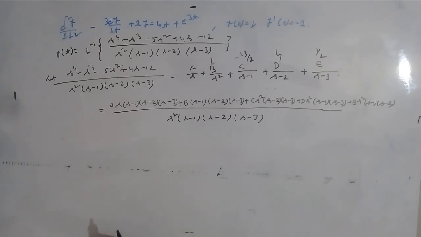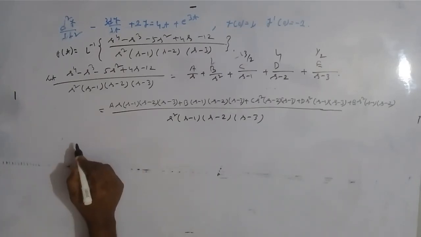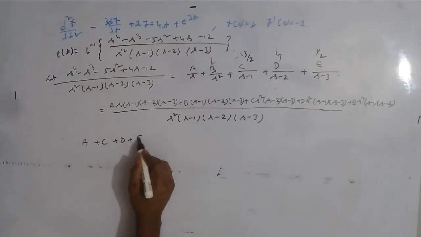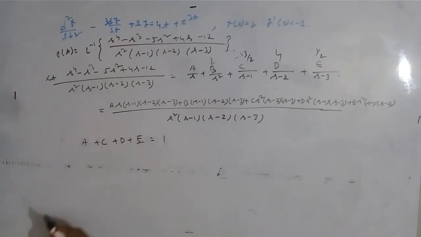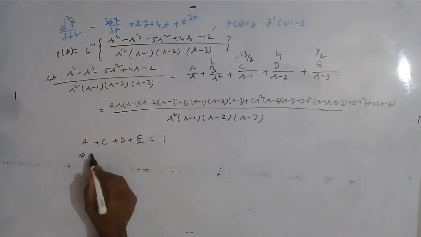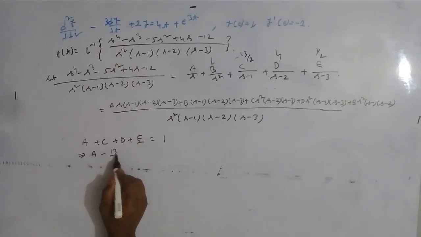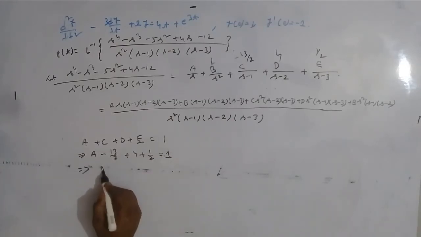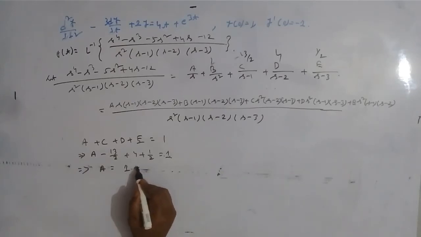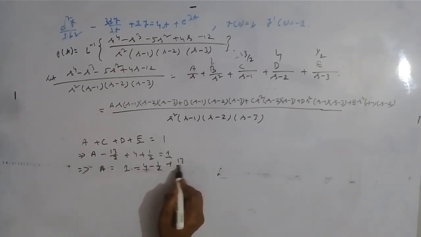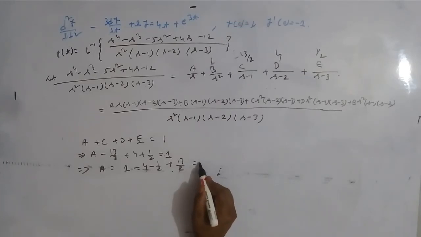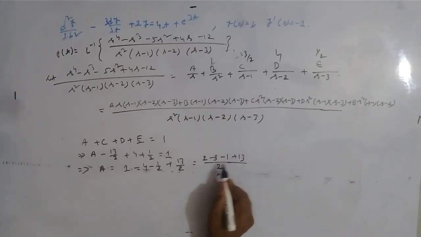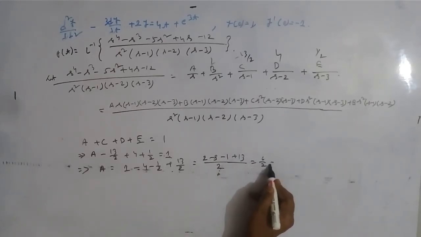If we compare the coefficients of s to the power 4, it will be A plus C plus D plus E equal to 1. In the left hand side, the coefficient of s to the power 4 is 1. So we are putting the value of C, D and E. C is minus 13 by 2, D is 4, E is half, equal to 1. So A will be equal to 1 minus 4 minus half plus 13 by 2, and that will be equal to 2 minus 8 minus 1 plus 13, that is 15 minus 9, 6 by 2, and that is equal to 3.